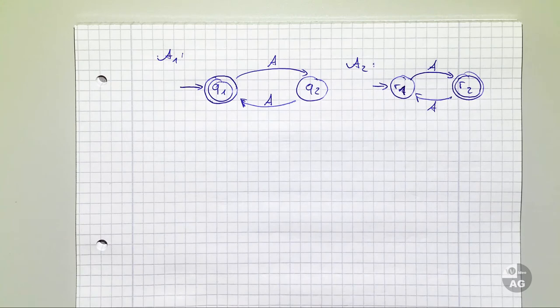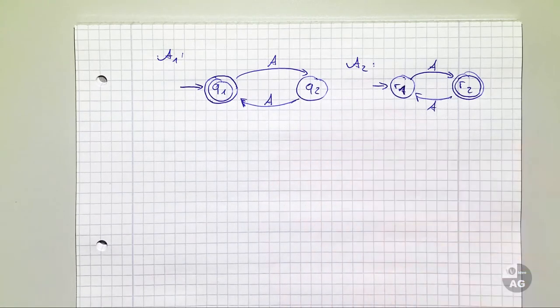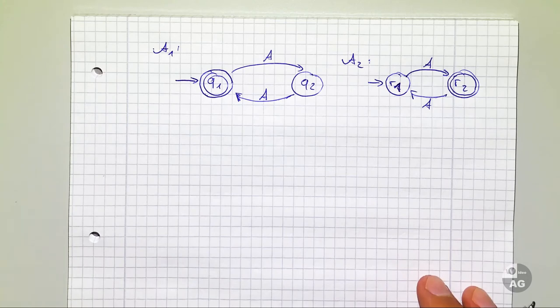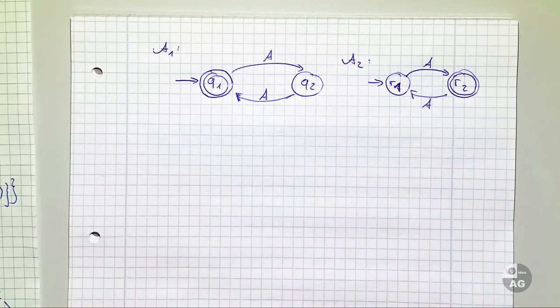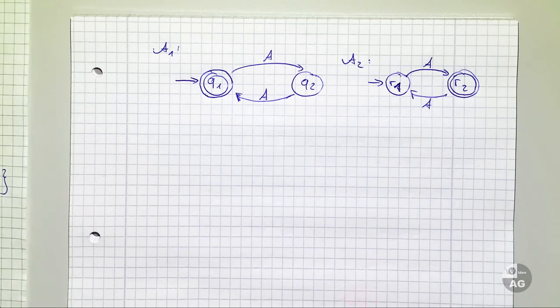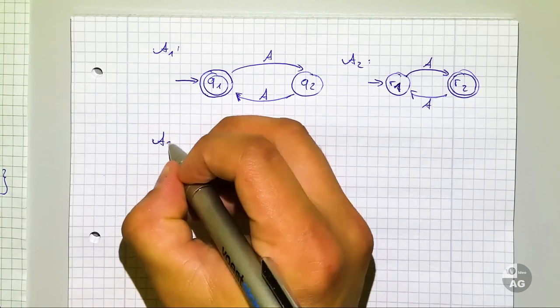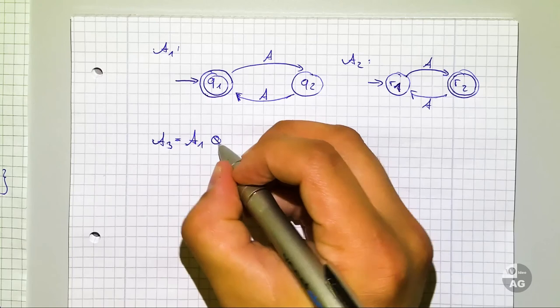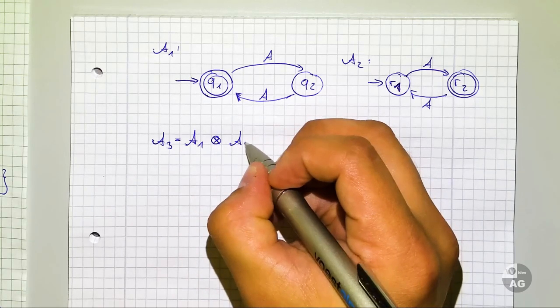So can you tell me, these are input NBAs, what are the languages accepted by these automata? Exactly, they recognize one word, namely A to the omega. Okay, let's now do our product construction and move to the GNBA that is the product of A1 and A2.